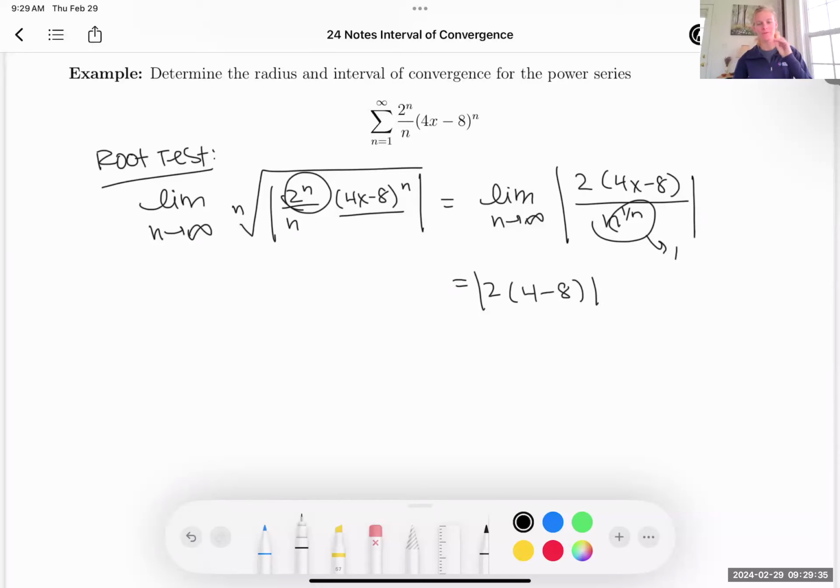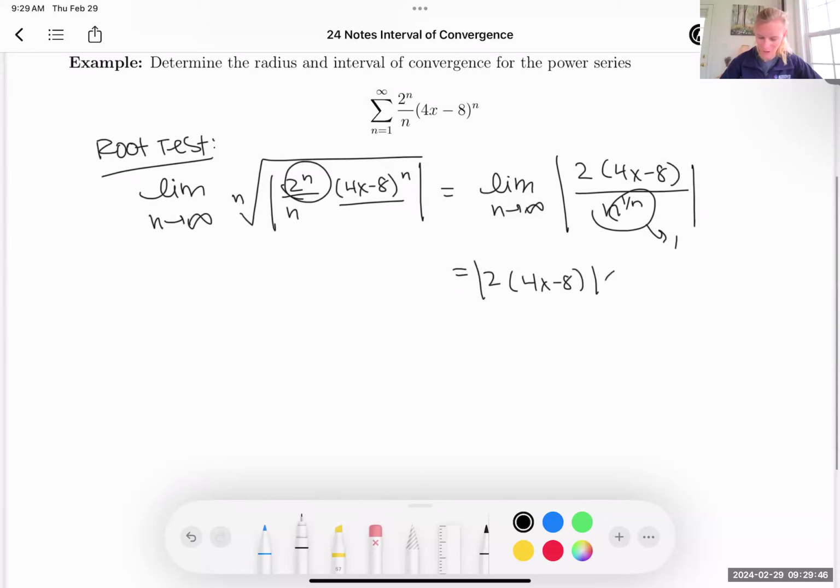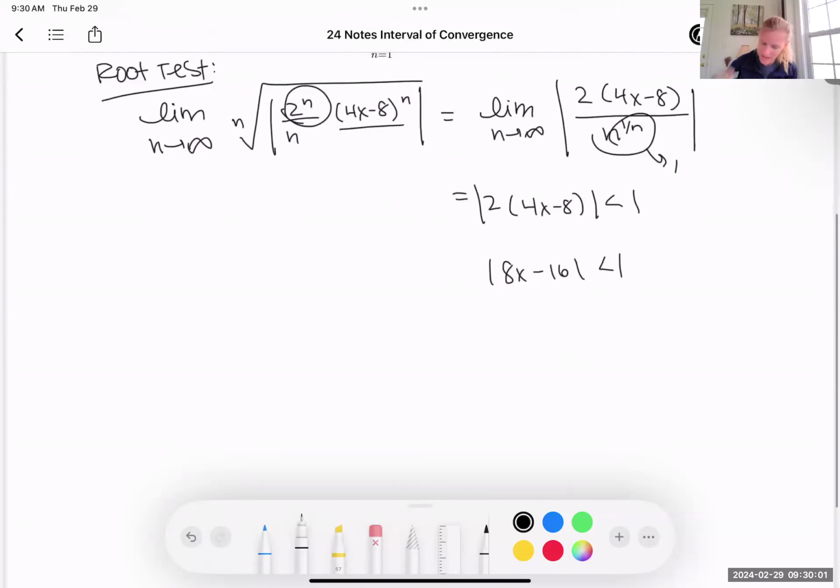And remember, that's a 4x in there, sorry. We're looking for which X values make this converge. The series with the root test converges if this is less than 1. Same thing with the ratio test. Okay, so what we are going to do here is solve for X. So we can distribute, and make that 8x minus 16 is less than 1.